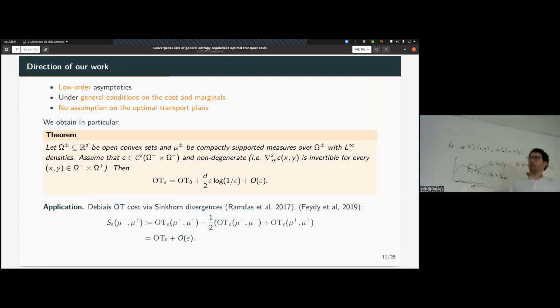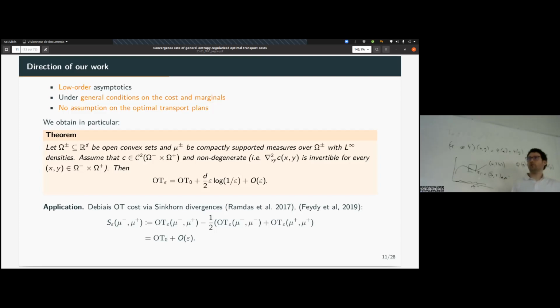And this is one of the theorems that we have. So if you have measures with infinity densities, compactly supported, the cost is C2 and non-degenerate. Non-degenerate means the mixed derivative of the cost is invertible for x and y. I will explain this a little bit later. Then you have this asymptotic expansion.